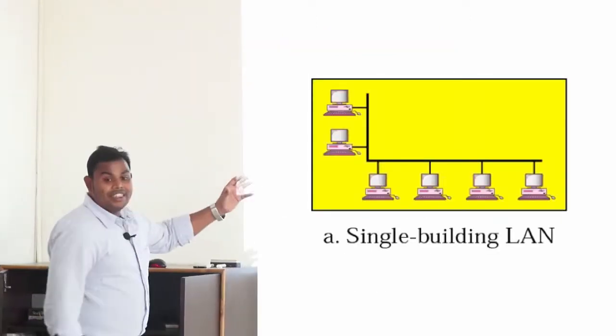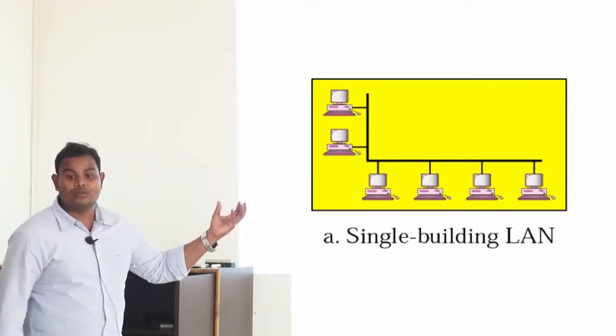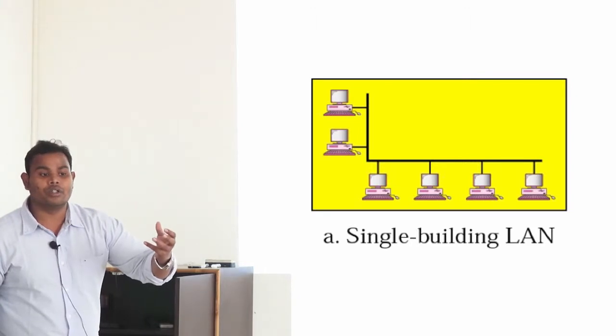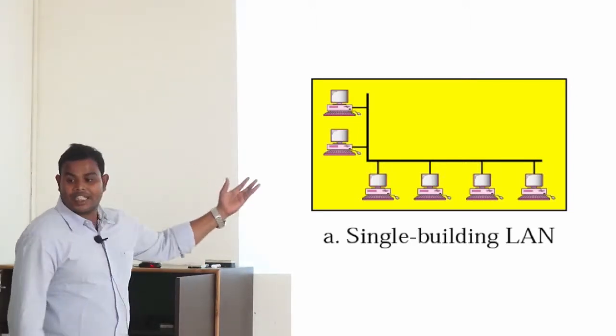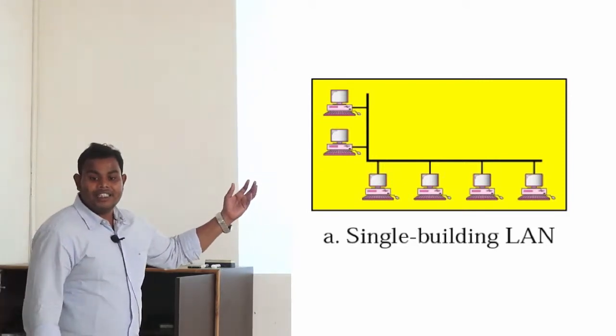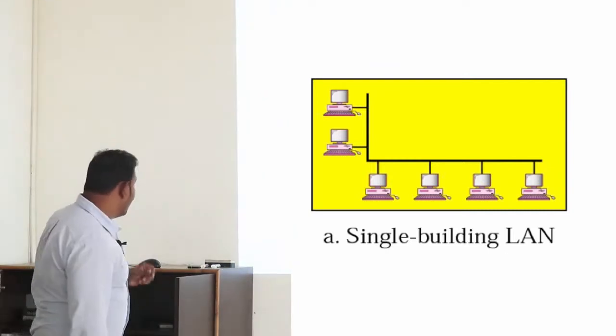We have two examples of LAN. You can see this is a small single LAN. Suppose within a room, or you can go to any lab. In any lab, computers are connected to each other. That is a single room LAN or simple LAN. Then we can go for a more complex LAN.